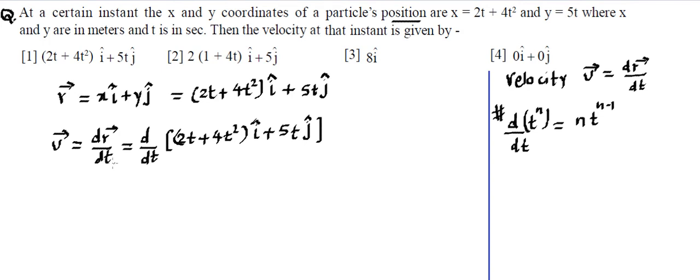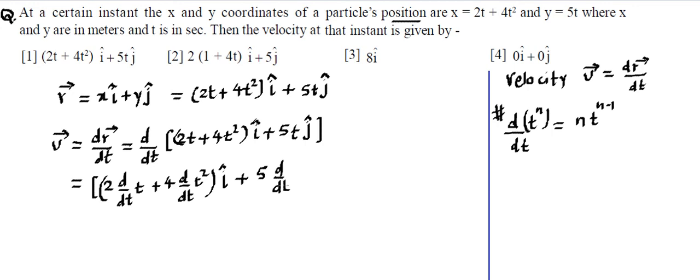every individual term. So this v will become equal to, we can take this bracket and we are bringing this d upon dt inside. So when it goes inside, it applies on the two, constants are taken outside, so it becomes d upon dt of t. Then the next term will be coming as 4, you can take 4 outside, so constants are allowed to be taken outside, d upon dt t raised to power 2. So this entire stuff goes with I cap, plus this 5 can be taken outside, d upon dt, this will be applied on t, and then j cap.